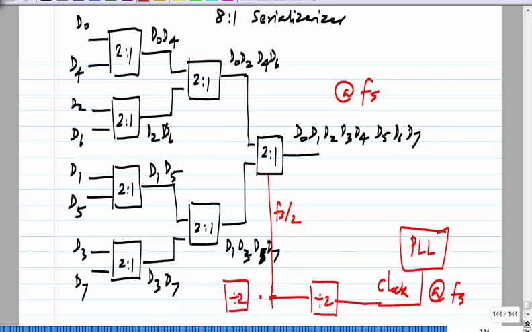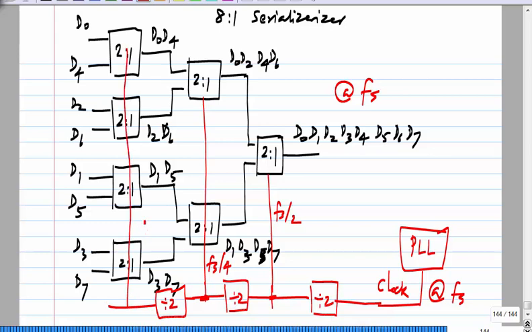Then you have another divide by 2. The clock driving the next stage will be at fs by 4, and another divide by 2. Divide by 2, I assume you know, is basically a D flip flop which is fed back on itself, which gives you alternating transitions in every clock cycle, right. And this is at fs by 8.